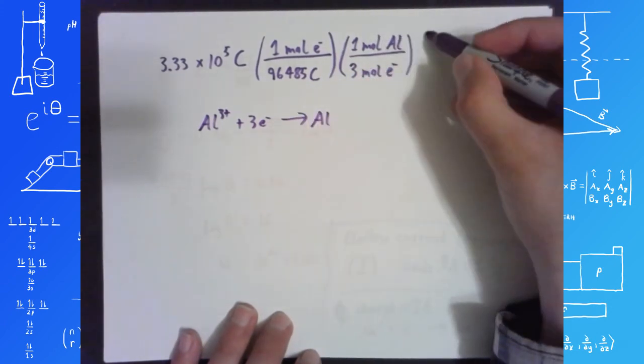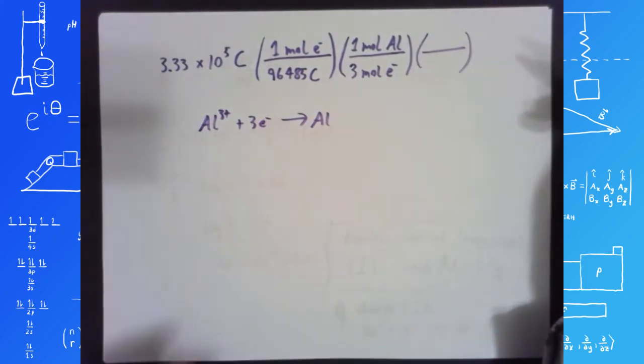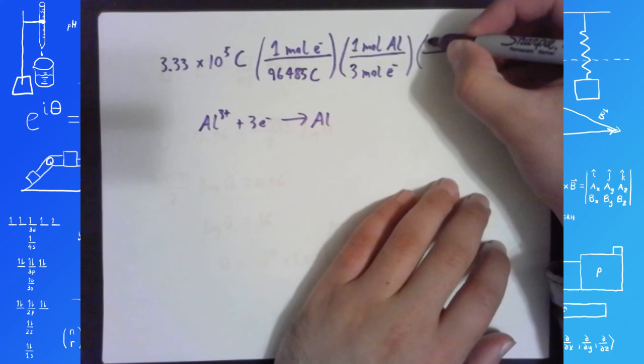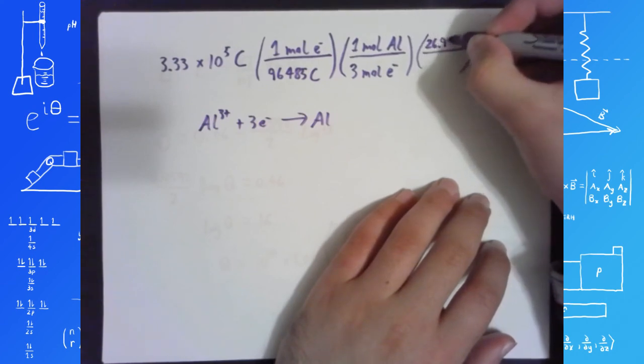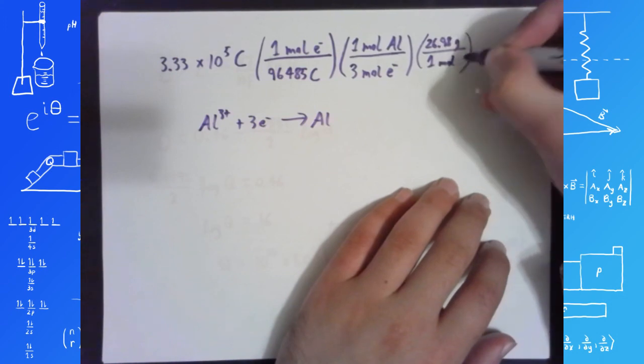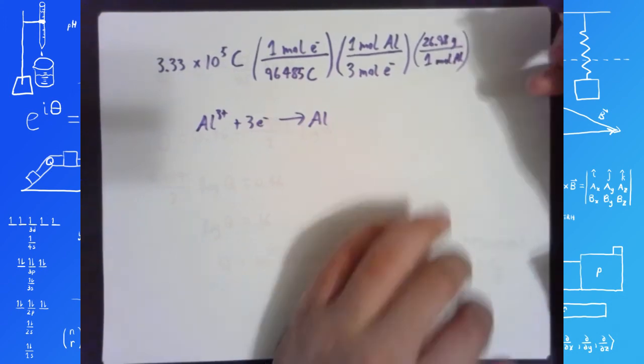And now that you've got moles of aluminum, multiply by the molar mass and you're done. So what's the molar mass of aluminum? Let me get my periodic table here. Aluminum is 26.98, so 26.98 grams for every 1 mole of aluminum.